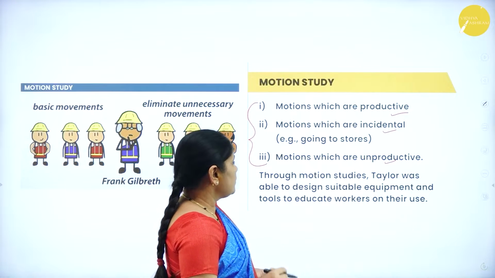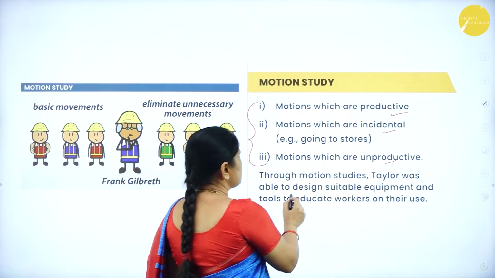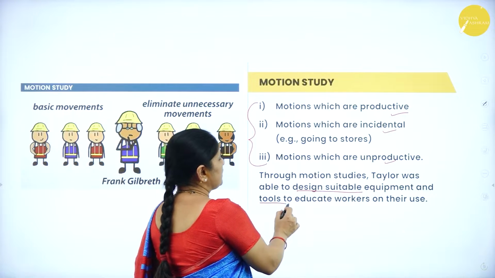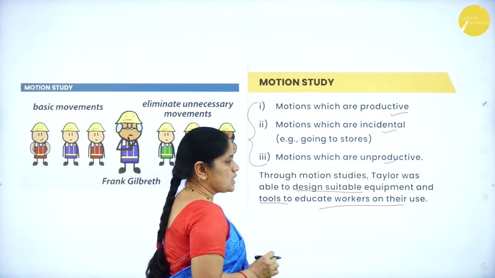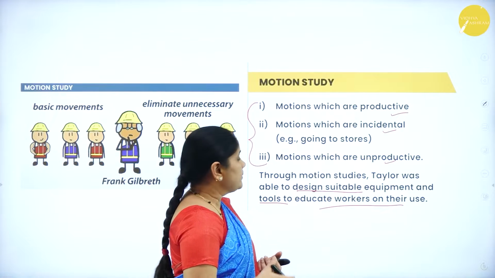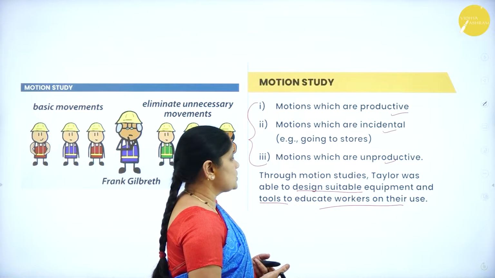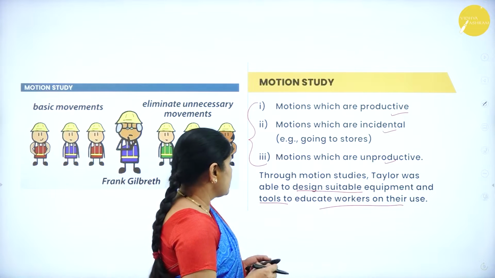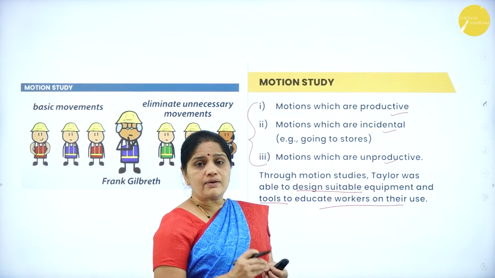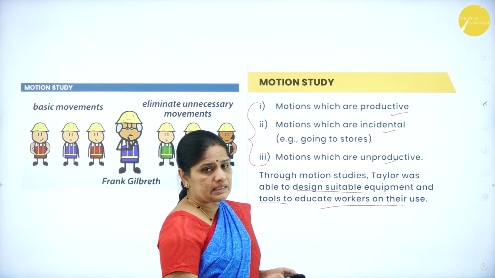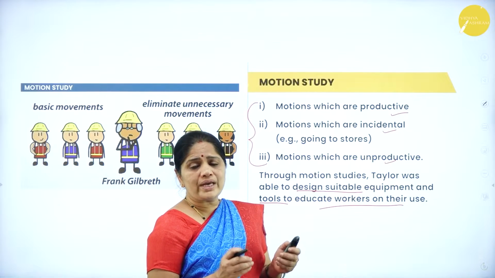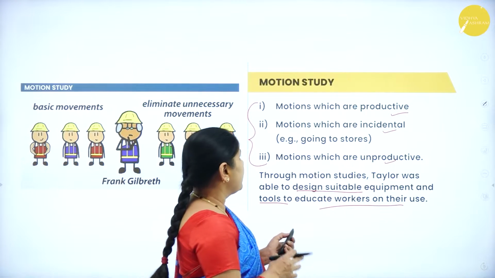Taylor, and through this motion study, he was able to design suitable equipment and tools and educate workers on their use. So, he was observing the workers over a long period of time, and based on his observations, he was able to design suitable equipment. So, he designed certain equipment which was useful to the workers in their daily lives. And he also saw that the workers knew how to use the equipment.